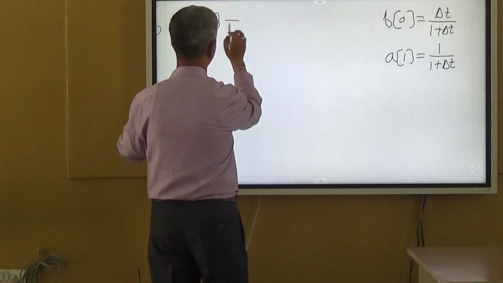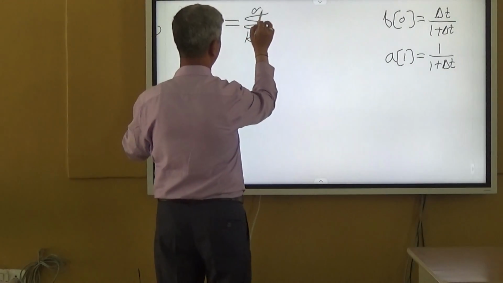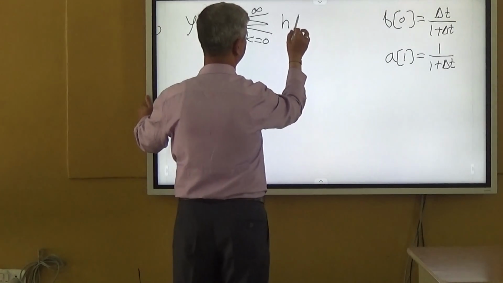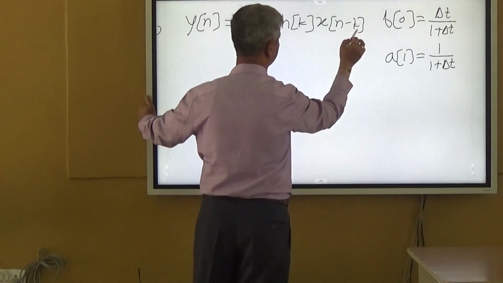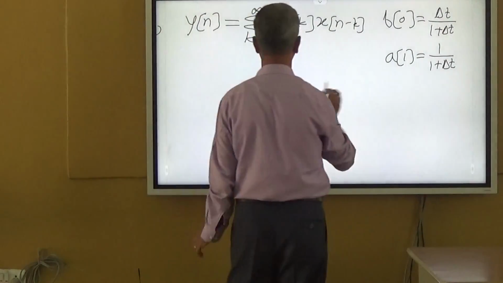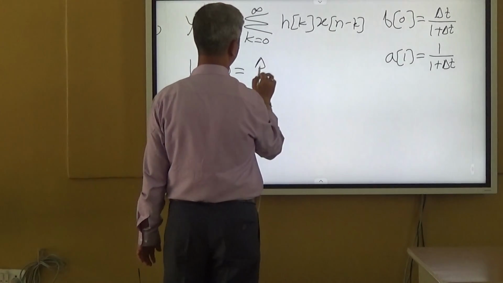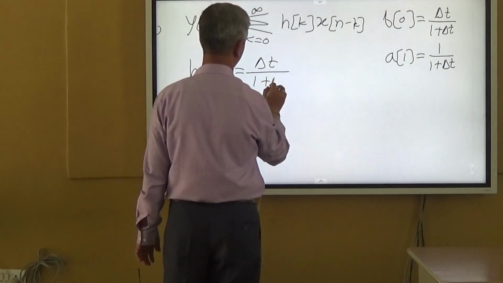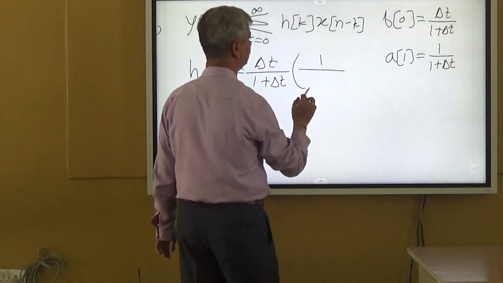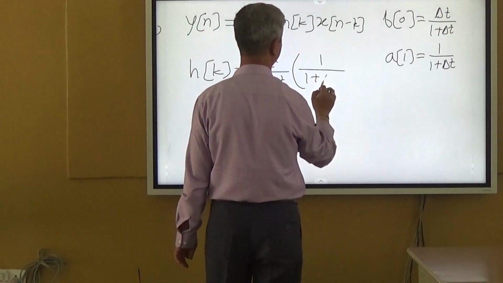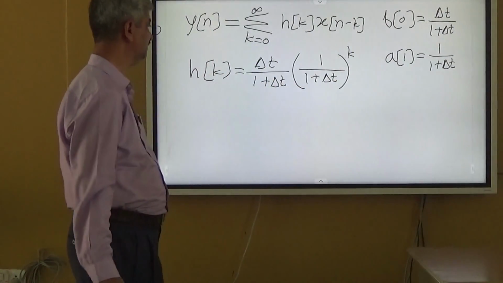So y[n] is summation k equal to 0 to infinity h[k] x[n-k], where h[k] is what you said, delta t, that is b0 upon 1 plus delta t into 1 upon 1 plus delta t raised to k. Is it right? Is it okay?